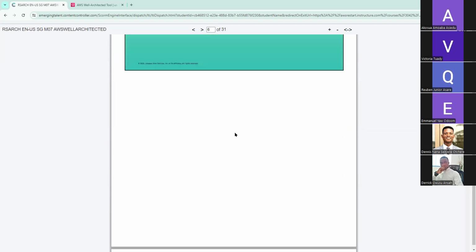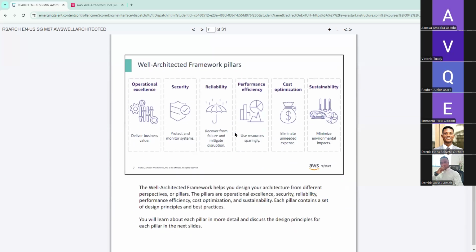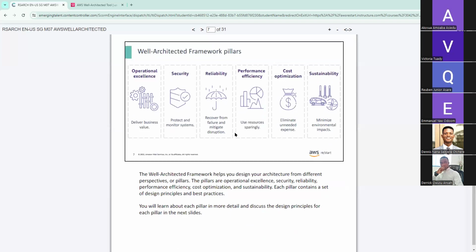So the pillars of the well-architected framework are operational excellence, security, reliability, performance efficiency, cost optimization, and sustainability. For each pillar, we are going to be looking at the design principles and the best practices.